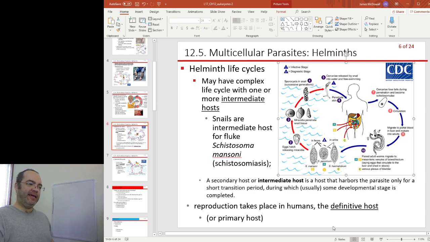So the human is the definitive host. That's where the adults are, that's where the sex is happening. The snails are the intermediate host. The worm, or indeed the parasite, needs them. It needs them to complete its life cycle so that the life cycle stages can get back into the human, and so that it can continue to make its eggs.